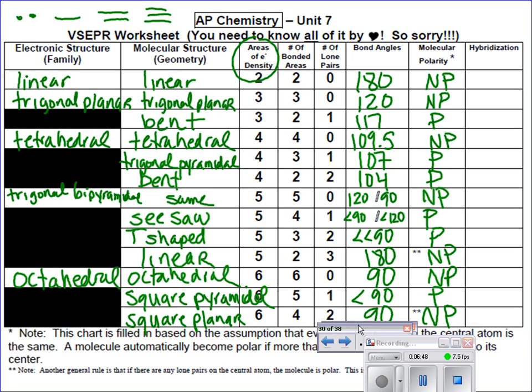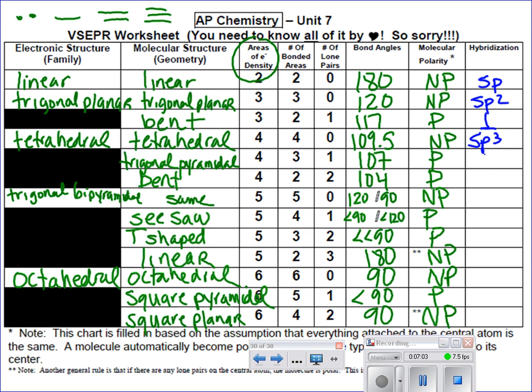Let's go ahead and finish filling the chart in. So for review real quick, 2 areas has what hybridization? SP. 3 areas has SP2, so we've got those 2. 4 areas, SP3. Now, what happens to our octet when we get to 5? What's going on? Expanded. Because we're expanded, we have to draw from something other than S's and P's. Okay, what are we drawing from? D's. Good.